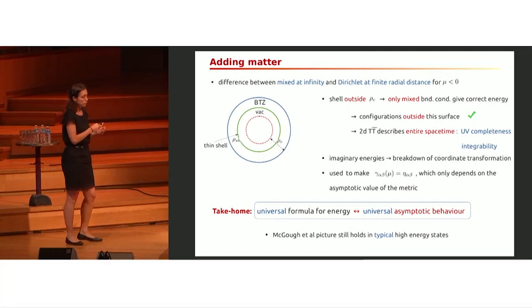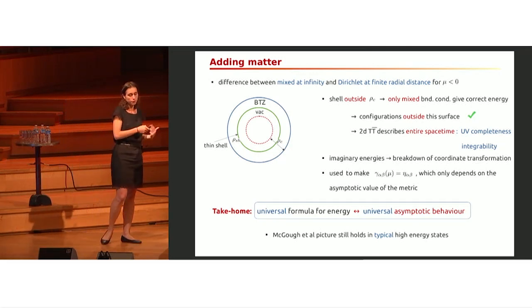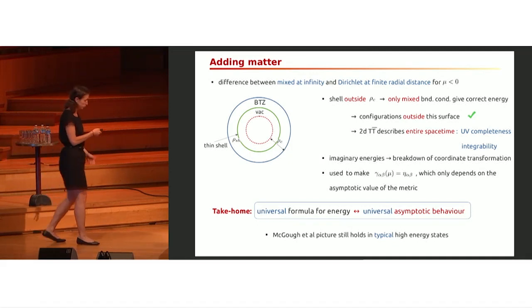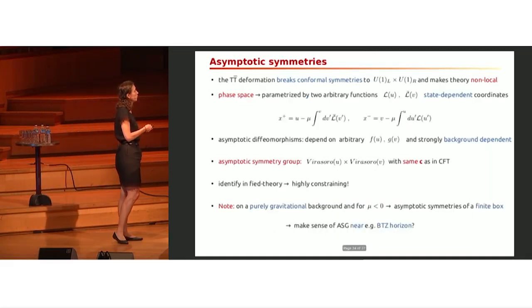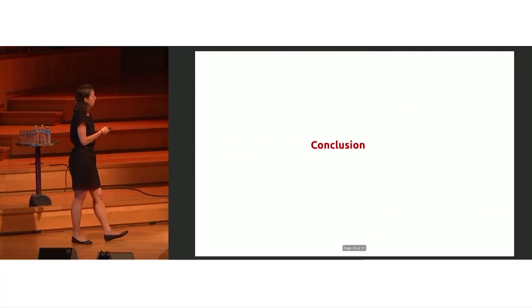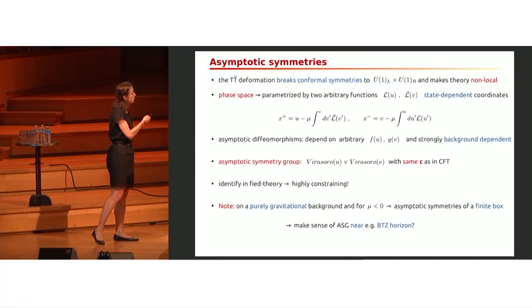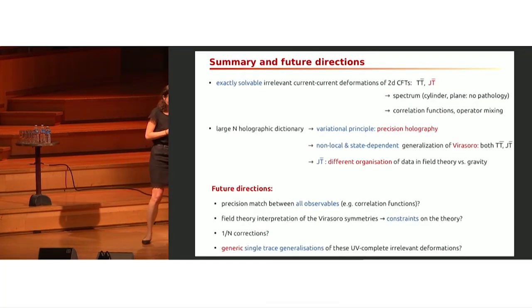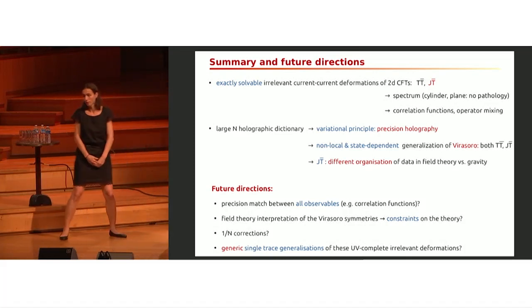And this makes sense because the fact that we have a universal formula for the energy in TTbar-deformed CFTs should map to some universal asymptotic behavior in gravity. So it can only depend on the asymptotic behavior of the metric at infinity. And we also find Virasoro symmetries here that we don't understand from field theory. Okay, so let me just leave you on the summary and future directions, and thank you.